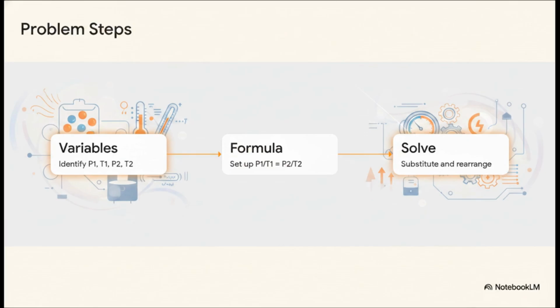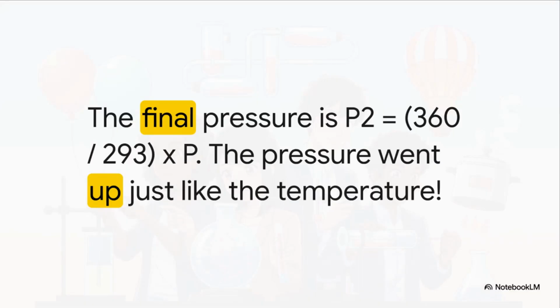Step 3, substitute those values and rearrange. So we plug them in and get P over 293 equals P2 over 360. And hey, if fractions kind of freak you out, don't worry, just use cross multiplication to isolate that new pressure, P2. And there we have it. The final correct answer is P2 equals 360 divided by 293, all multiplied by P.